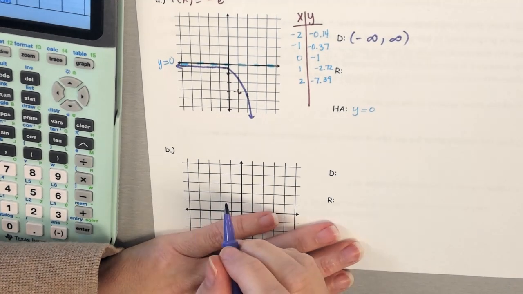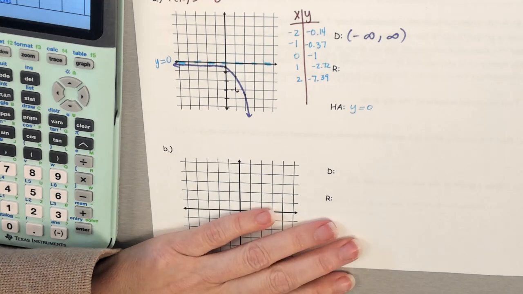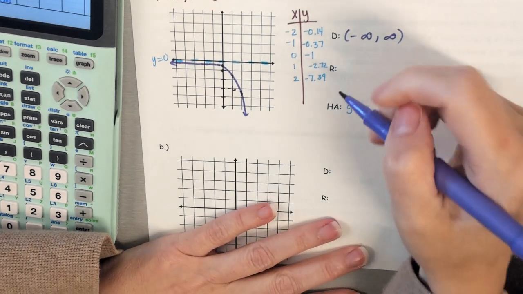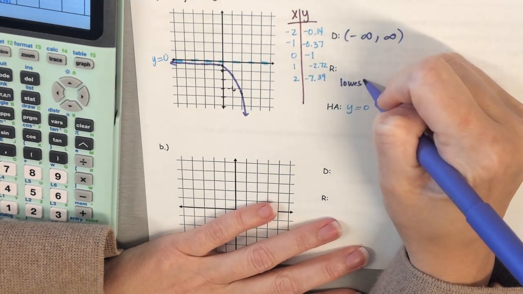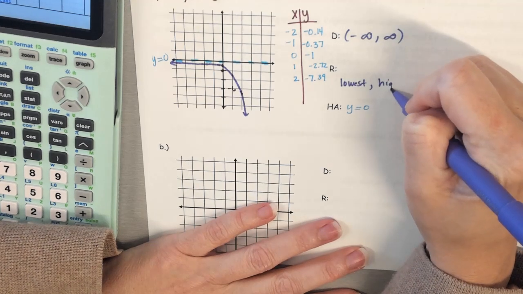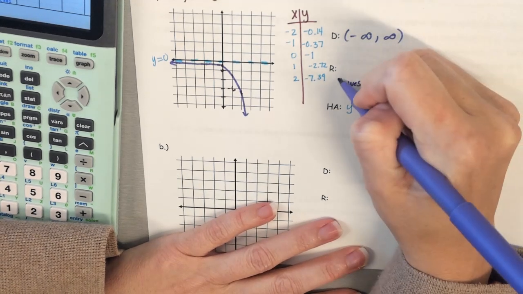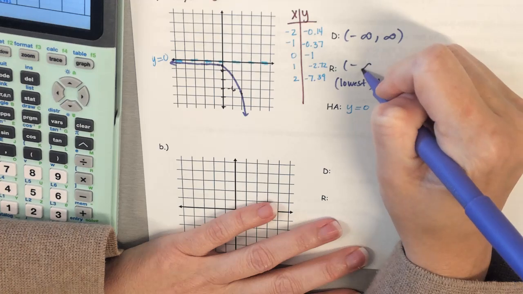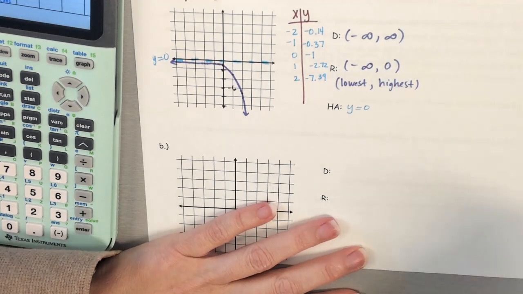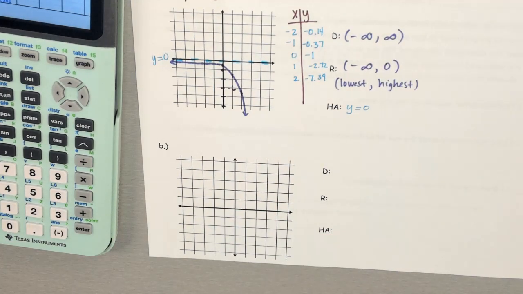Now your range this time, remember, it always goes from the lowest value to the highest value. So what is the lowest y value? Negative infinity. So it goes from negative infinity up to your asymptote at 0.